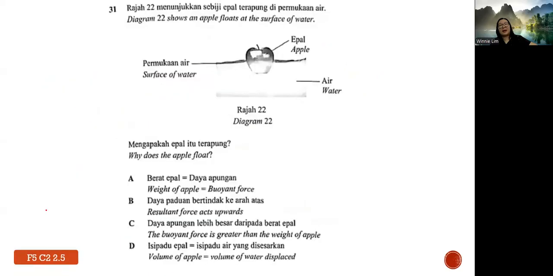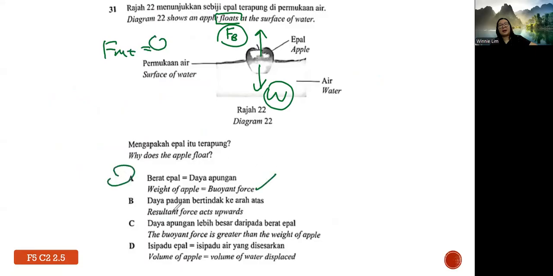31. Diagram 22 shows an apple floats at the surface of water. Why does the apple float? So under the topic of Archimedes principle, you all have the idea of resultant force as well. When an object is in the liquid, you have the weight and also the buoyant force. Generally, if they float, I always tell students, it seems like not moving, so these two magnitudes are the same because the net force is 0. So the answer is this.